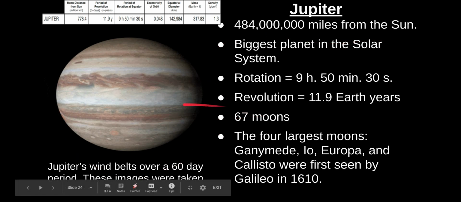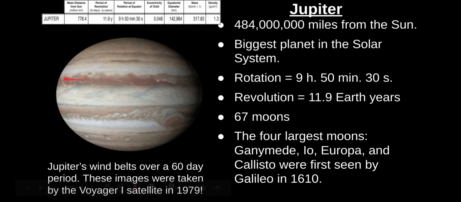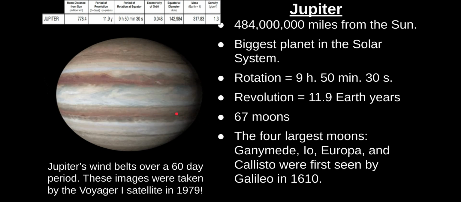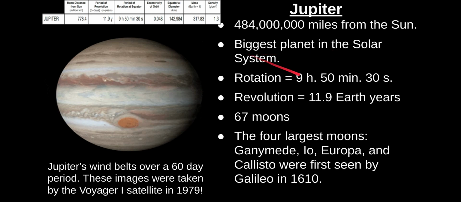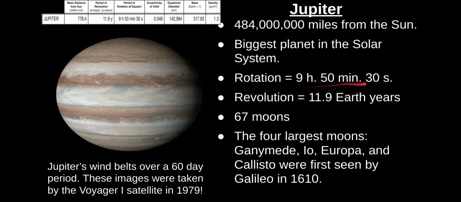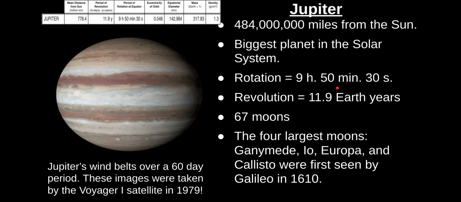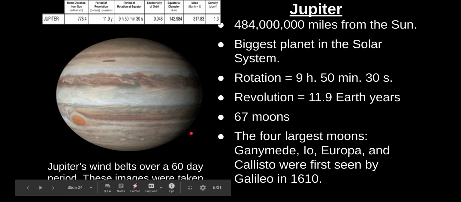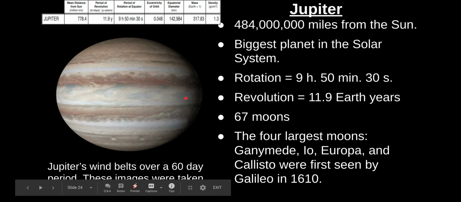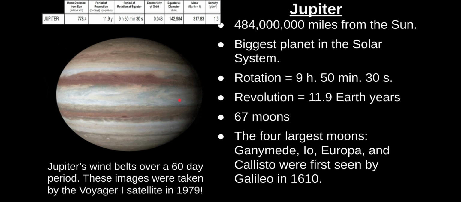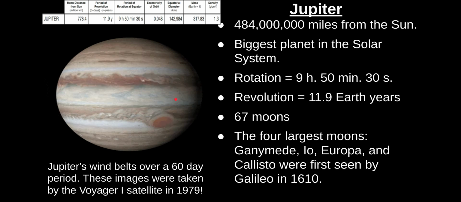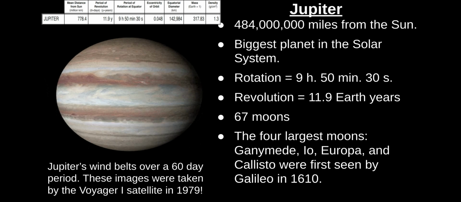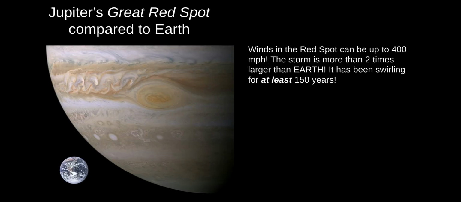So this is a picture of Jupiter. You can see its different wind belts spinning around. Okay, this was taken in 1979. It is the largest planet in our solar system. It rotates once around every 9 hours, but it takes almost 12 years for Jupiter to make one trip around the sun. Jupiter is so massive, it has captured 67 different moons, and the four largest moons are big enough to actually have been seen by Galileo back in the year 1610.